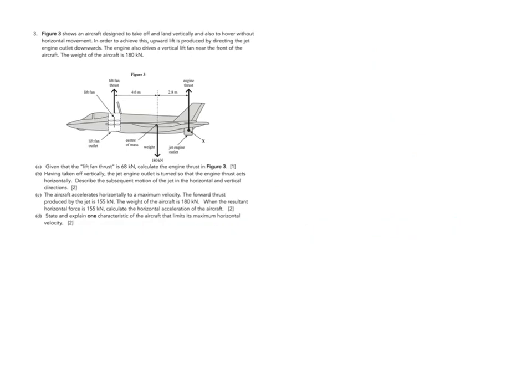Okay, so let's move on to part C. The aircraft accelerates horizontally and it's reached its maximum velocity. At that point, the thrust from the jet is 55 kilonewtons. The weight of the craft is 180 kilonewtons. And we want to calculate the horizontal acceleration. Now, if you remember, our equation is F equals ma. And more importantly, this is the net force equals ma.